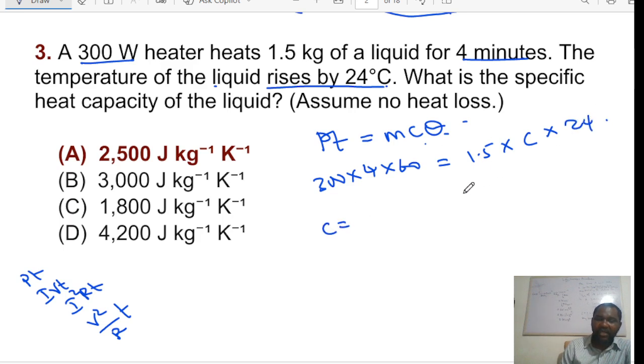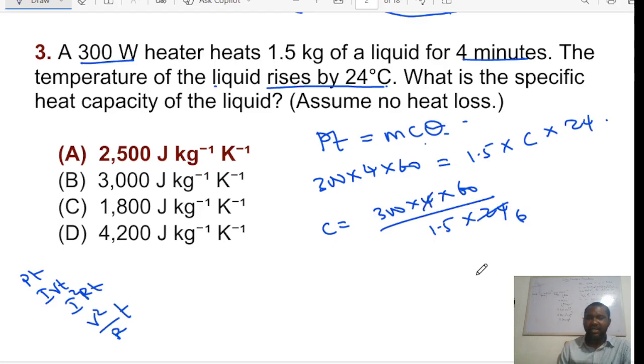So if I cross multiply or divide both sides, C is going to be 300 times 4 times 60 divided by 1.5 times 24. I think this would cancel this 6 times, and I think this will cancel this 10 times. This will cancel this to become 200. 200 times 10 is 2000. I hope I didn't make any mistakes. 4 in 24 is 6. 6 in this is 10. Then 1.5 in this is 20 actually. Okay, yeah, it is 200. 200 times 10 is 2000.